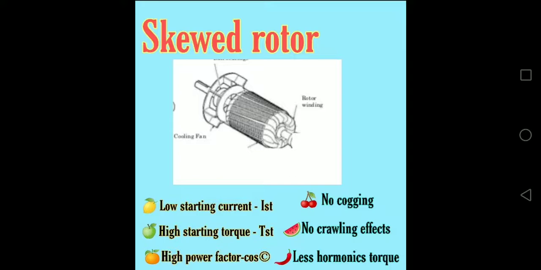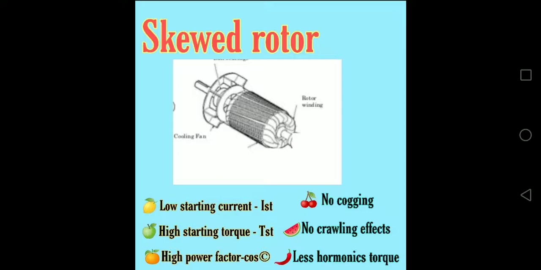Because of some inclination between stator slots and rotor slots, there is no possibility of magnetic locking between stator slot and rotor slot. Cogging means there is a magnetic locking between stator and rotor slots. So this is called the cogging effect. That cogging effect is not there in the skewed rotor method, and there is also no crowding effect.